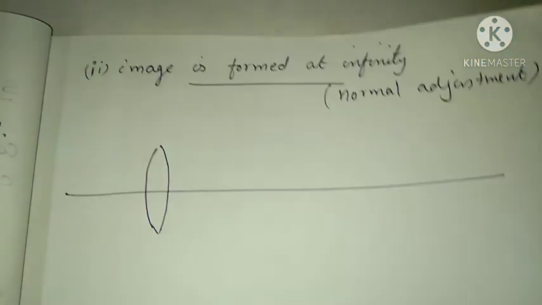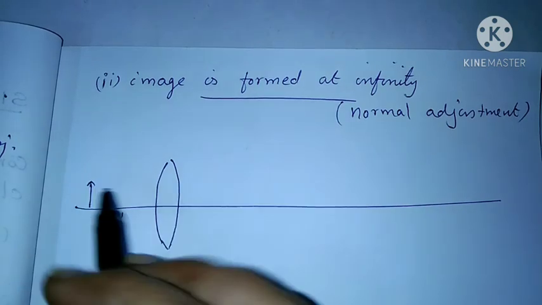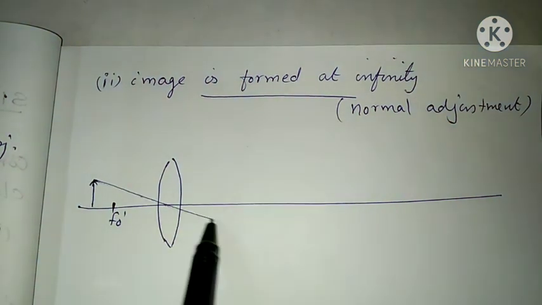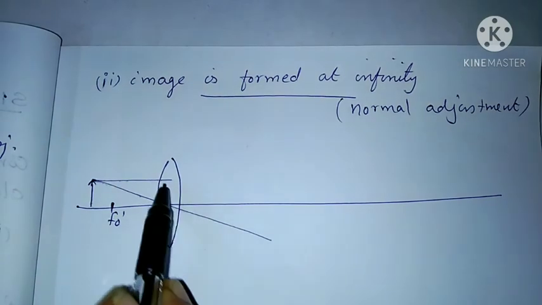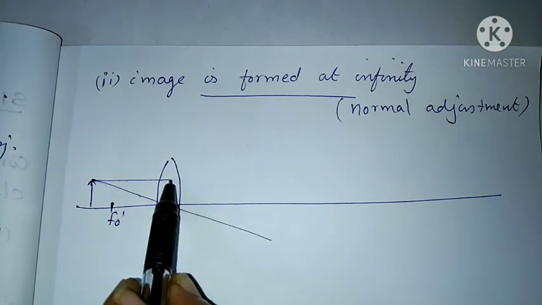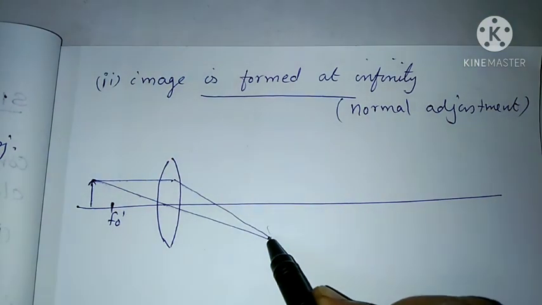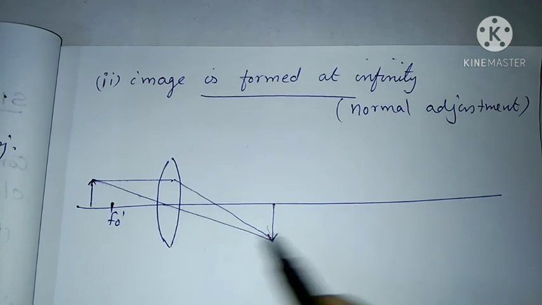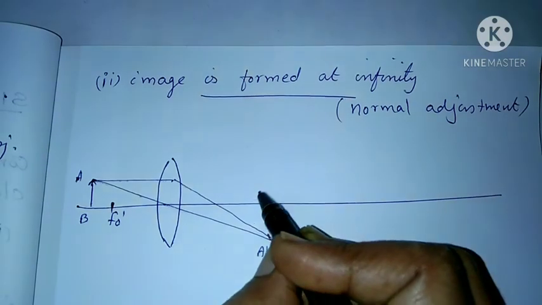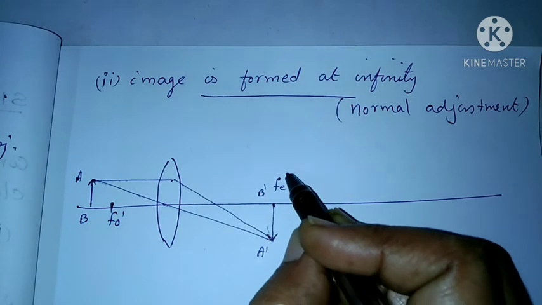Similarly to the first case, the object is placed beyond the focus. Then a ray passes through the optic center and another ray passes parallel to the principal axis, and after refraction it passes through the focus, where we get the image. That is, here the object AB and here the image A dash B dash. And this image is formed at the focus of the eyepiece.